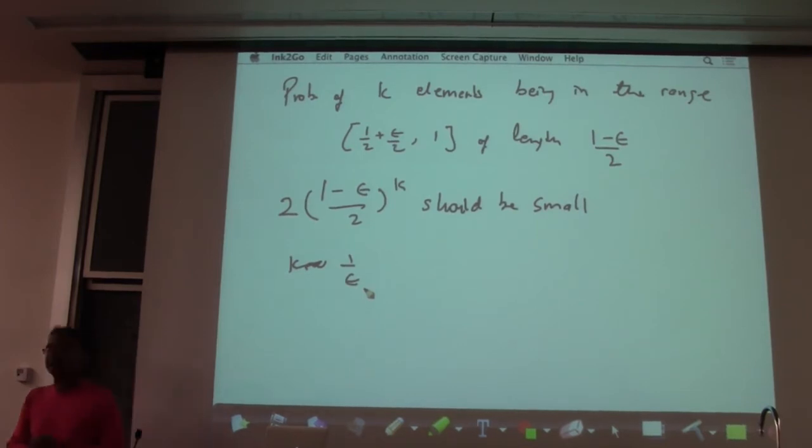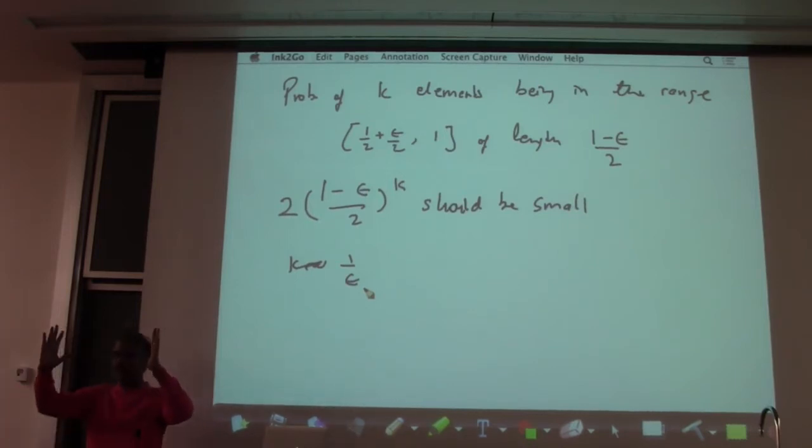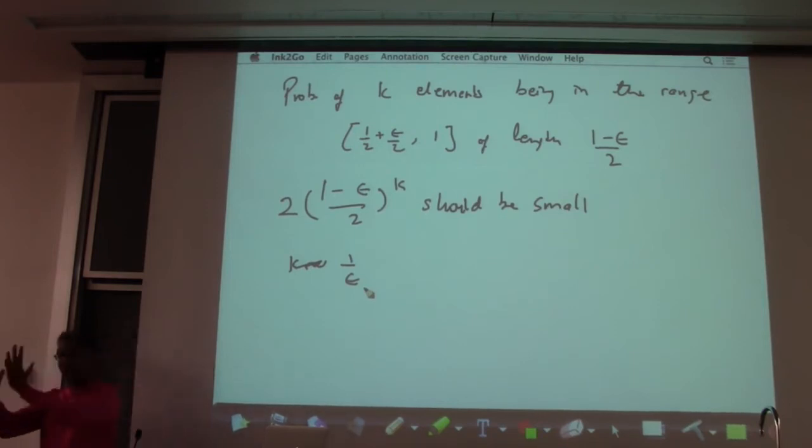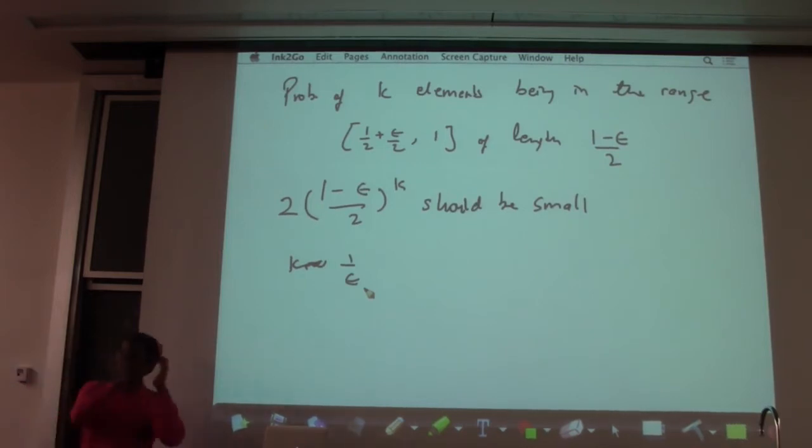Yes? I just had a question. Where did you get your 2 factor? Just one more time. Which one? The 1 minus epsilon over 2. Oh, because the total interval is length 1. The error, the place where I'm happy is epsilon. The total length of what's left is 1 minus epsilon. And it's symmetric, so there's 1 minus epsilon over 2 above, 1 minus epsilon over 2 below. Right now, we're just analyzing the above case. So the probability of getting something there is 1 minus epsilon over 2. And then that to the k, and then there's the other side to the k.